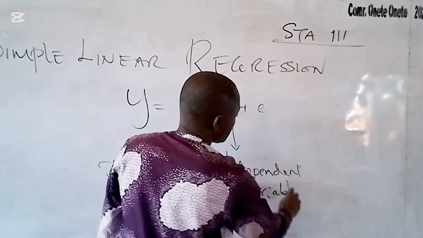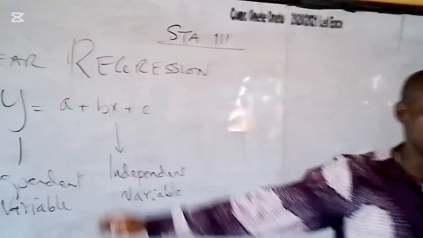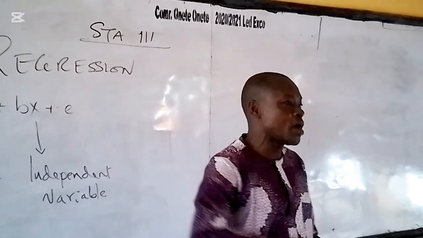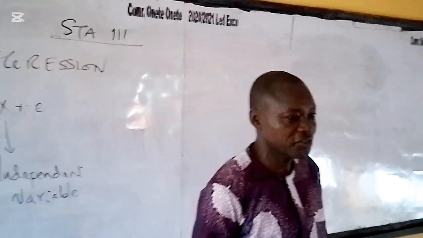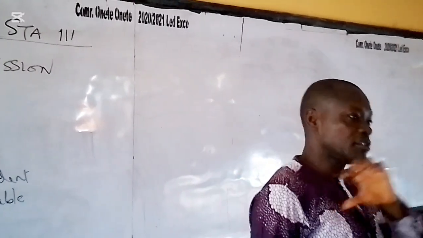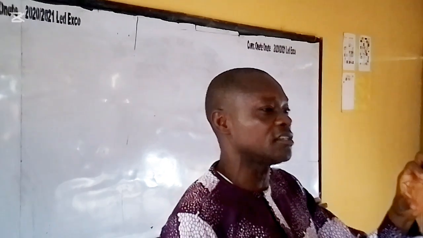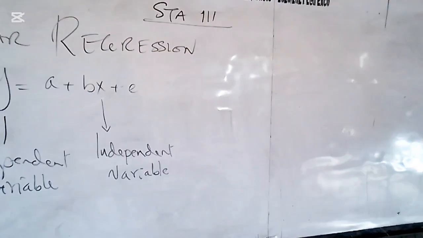And what does it mean to say that one is dependent and one is independent? Y depends on X. If X increases, Y will do what? If X decreases, Y will do what? Simple linear regression models a lot of things you find out there. Statistically, we use a linear regression model to represent a number of things.